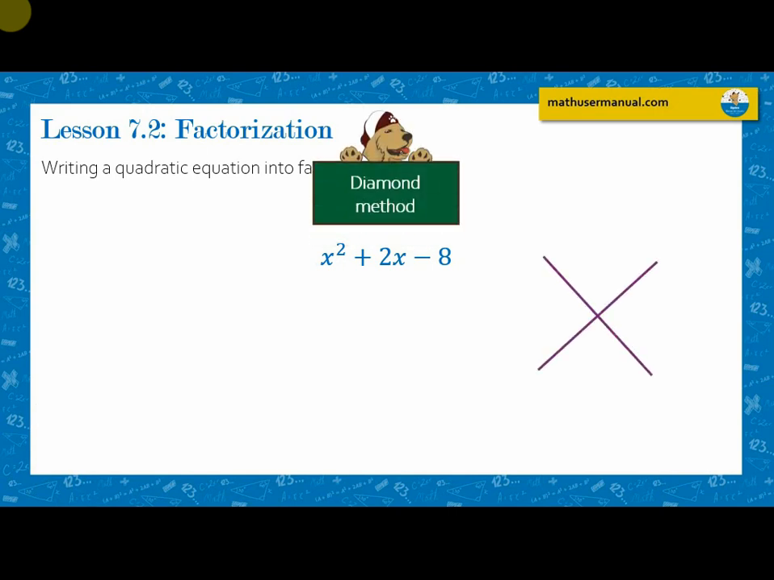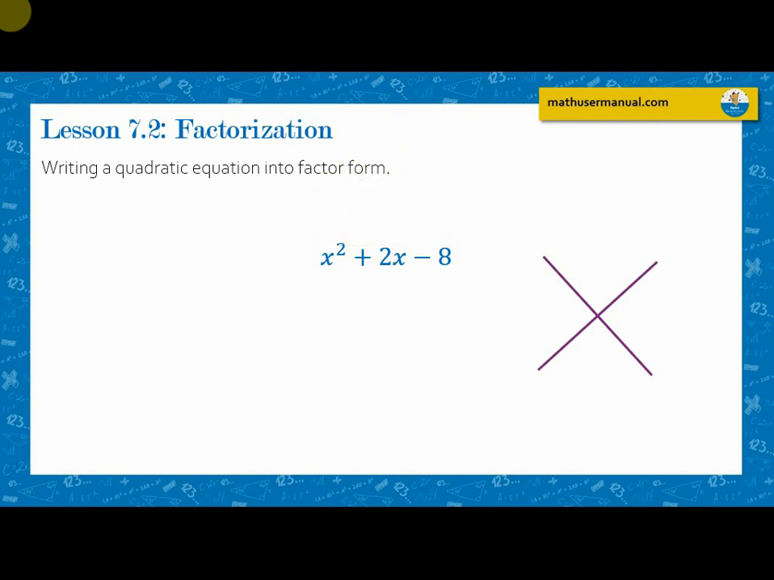So we need to build a sort of diamond shape. And we're going to place this coefficient, the c coefficient, the number without an x. In this case, it's a -8, and yes, we have to take the negative with us. We always take the signs. Then we look at the other coefficient, the coefficient with the bx, but we don't really care about the x. We only care about the coefficient. It's a +2, and we put it at the bottom of the diamond.